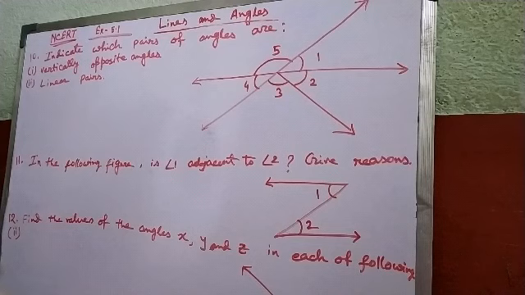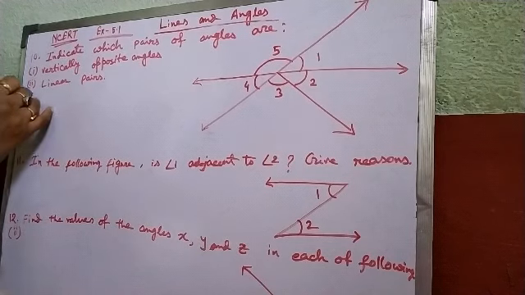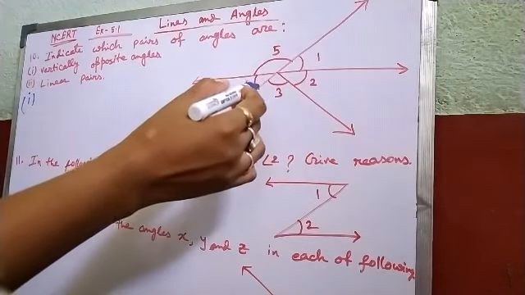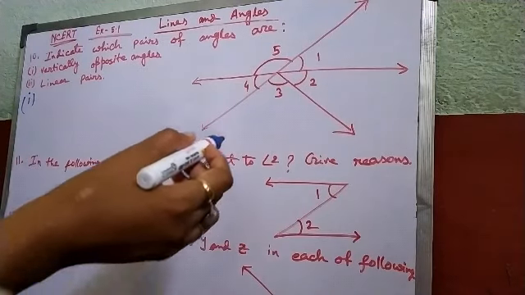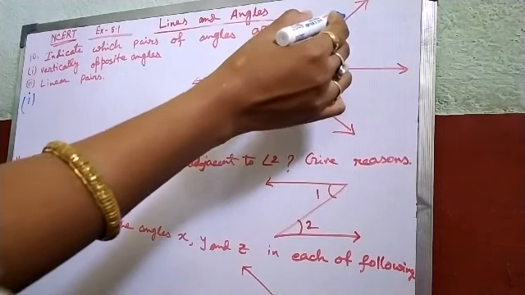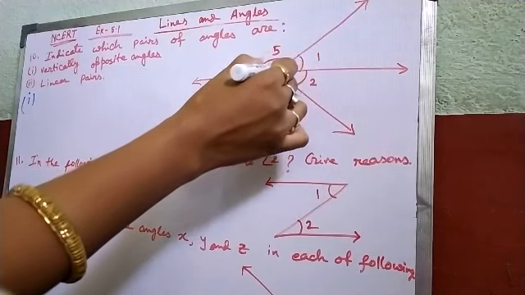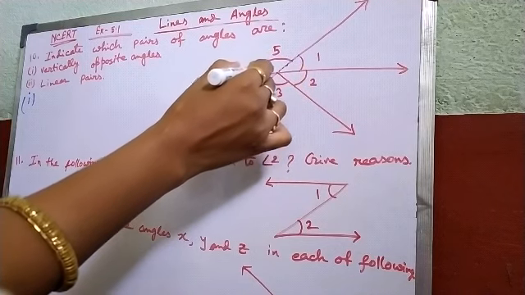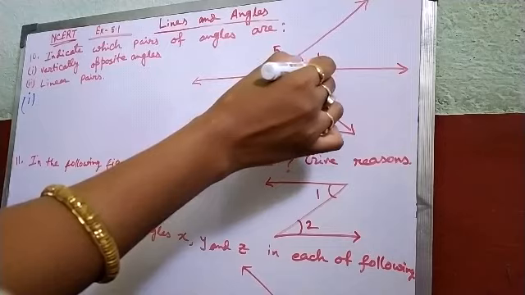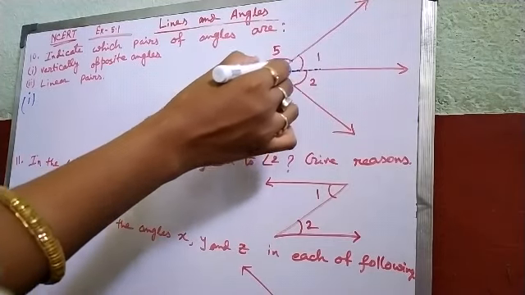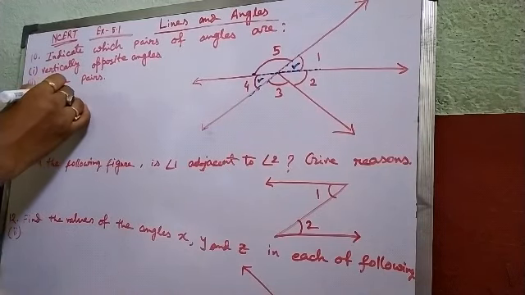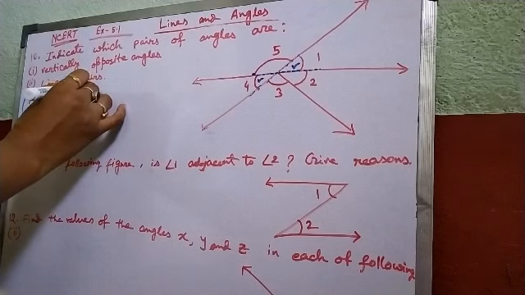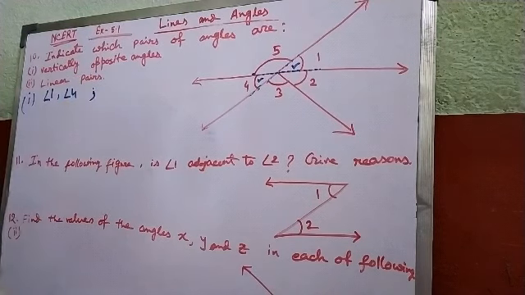Now coming to question number 10. Indicate which pairs of angles are vertically opposite angles. Here the figure is given. Vertically opposite angles means when two lines intersect at a point. Here, this line and this line intersect at a point. Then angle 4 and angle 1 are formed. So angle 1 and angle 4 are vertically opposite angles.